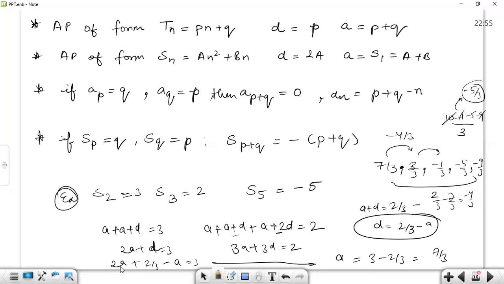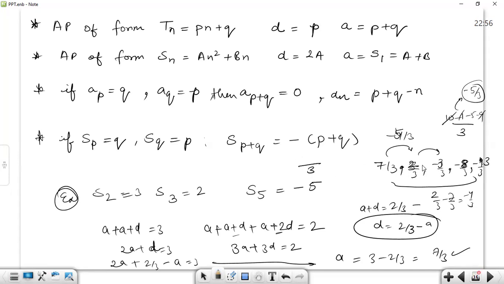Okay. Now a plus 2 by 3 is equals to 3. a becomes 3 minus 2 by 3. So that becomes 3 into 3, 9 minus 2, 7 by 3. Clear. Now d becomes 2 by 3 minus 7 by 3. Now that should become minus 5 by 3. So if 7 by 3 is the starting term, then next it will become 2. Then 2 minus 5 by 3 will become minus 3. Then it should become minus 8 by 3. Then it should become minus 13 by 3.